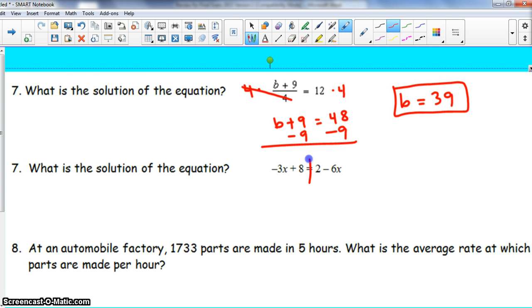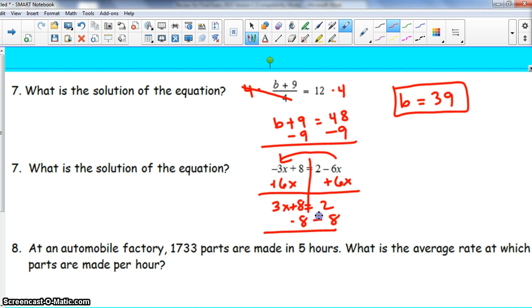The next number 7, I need to get the x's in the same room or on the same side, so I'm going to move this 6x over by adding it. When I add it, I get 3x plus 8 equals 2. Subtract 8 from both sides. I'm left with 3x equals 2 minus 8 is negative 6. Divide by 3, and I get x equals negative 2.